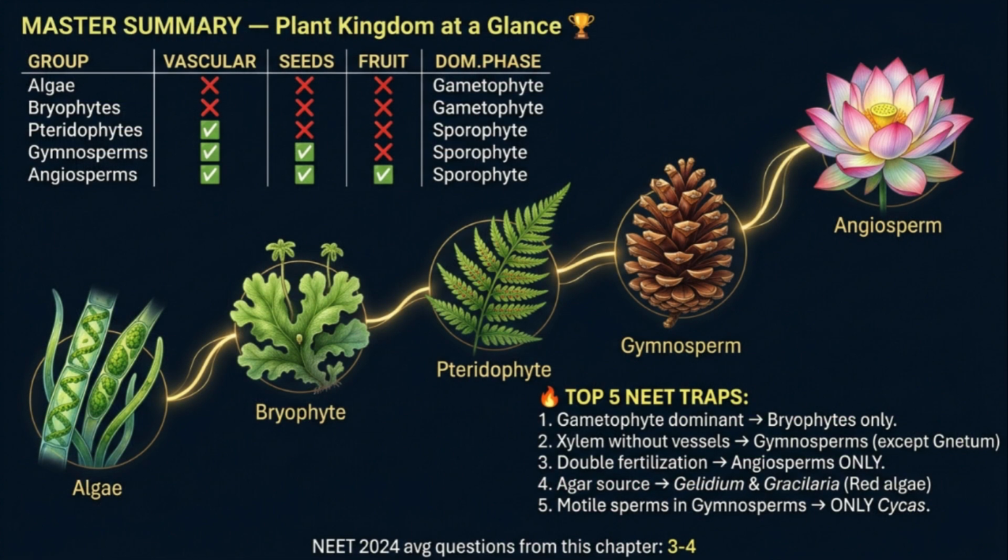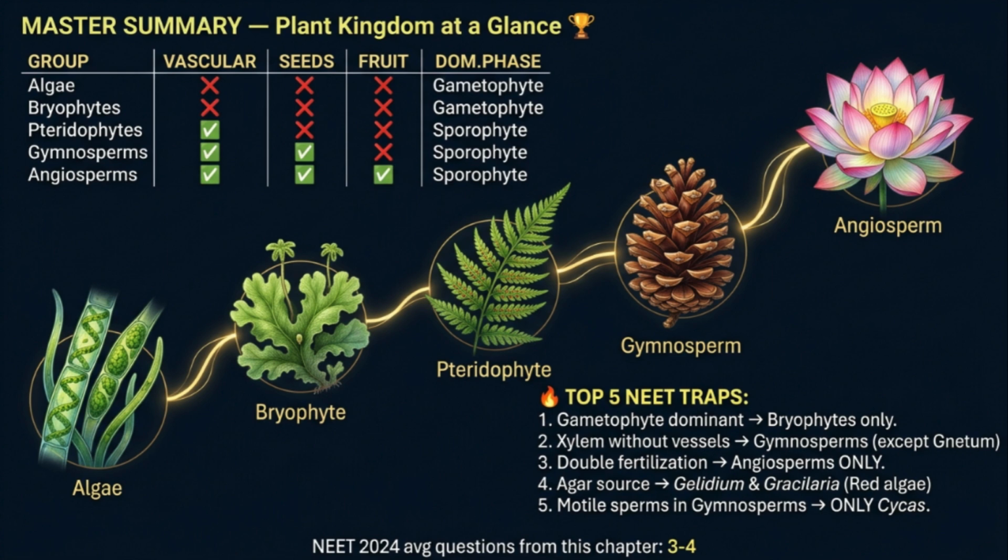Let's lock it all in. Look at this table. This single table will save you marks on exam day. Vascular tissue? No in algae and bryophytes. Yes from pteridophytes onward. Seeds? Only from gymnosperms. Fruits? Only angiosperms. Dominant phase? Gametophyte in bryophytes. Sporophyte in everything after.